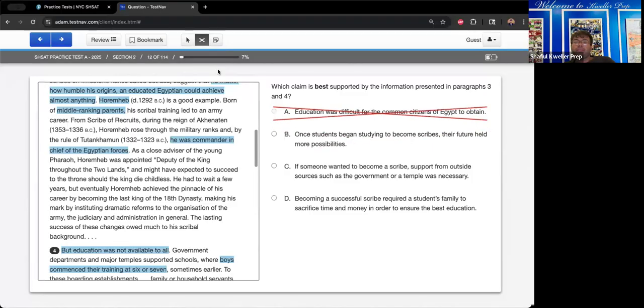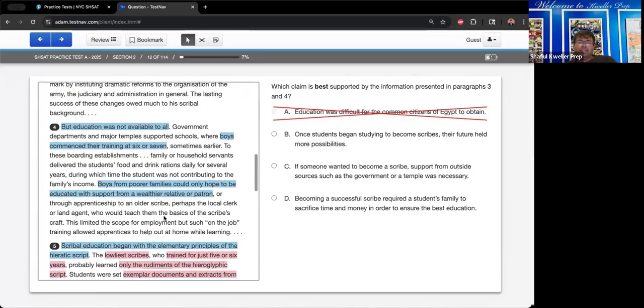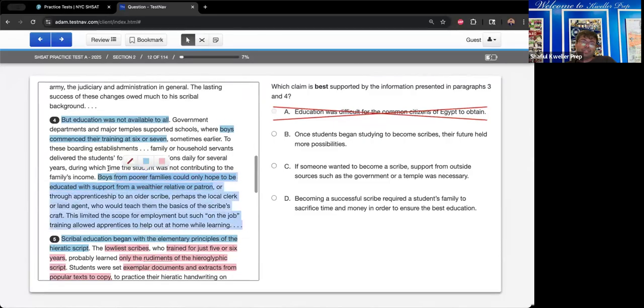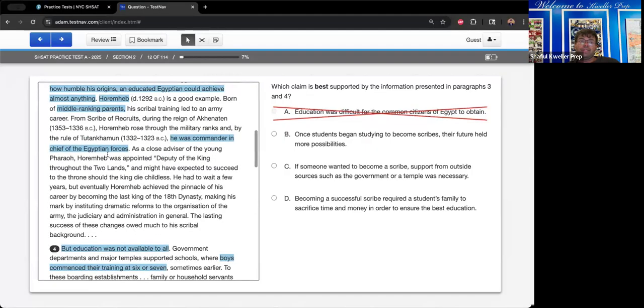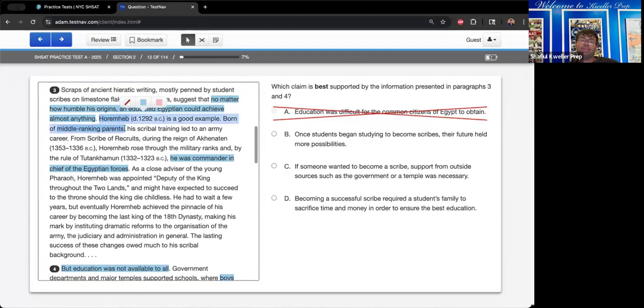Once students began to study to become scribes, their future held more possibilities. This could be a strong idea. Paragraph 4 is talking about how students began to study for scribes. Here are just the general boys that commenced their training at 6. And then here it talks about how even people from poorer families could become educated, only if they were supported from a wealthier relative. And we see the more possibilities with their future here. This guy is an example of someone who came from middle-ranking parents, but he basically achieved almost anything. So it could be B.